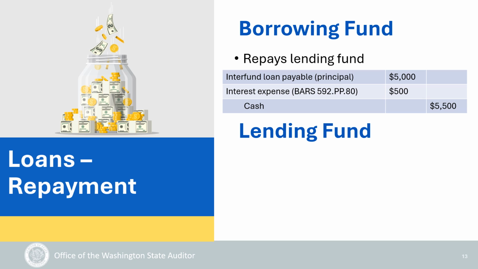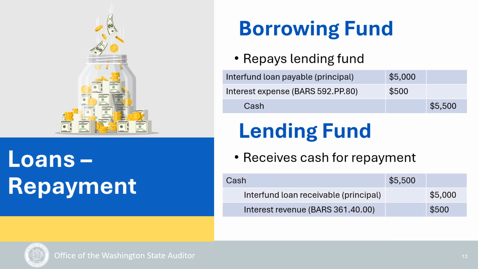On the lending fund side, they received cash, so they recorded a debit. They reduced the interfund loan receivable for the principal amount of the payment by crediting the receivable. They also record interest revenue for the interest received, which is also a credit. This is what the journal entry would look like for each fund at each repayment date. The accounts that we debit and credit are the same. The only thing that changes are the amounts, which should follow the repayment plan in the original loan document.